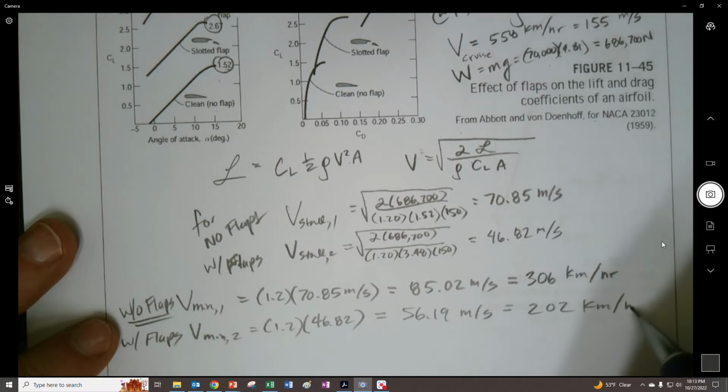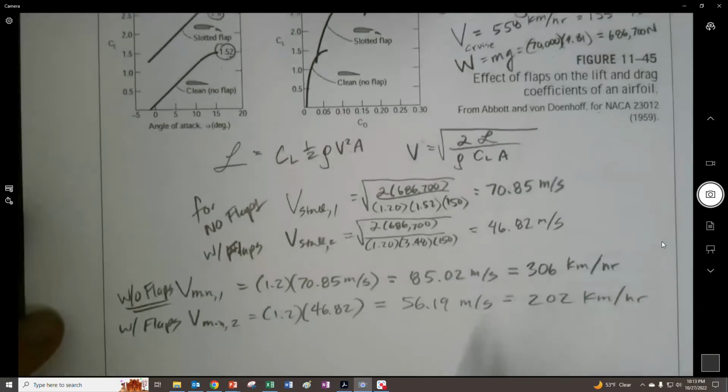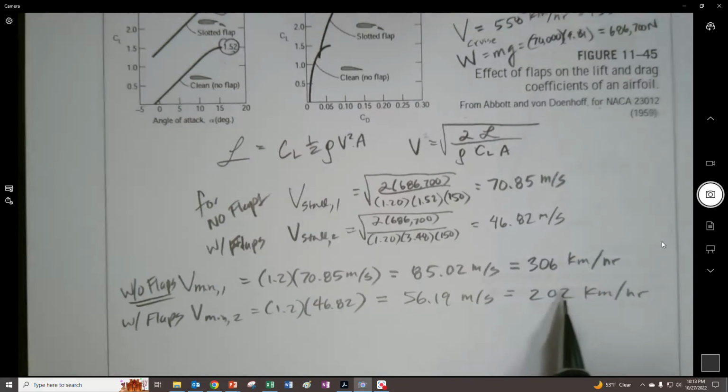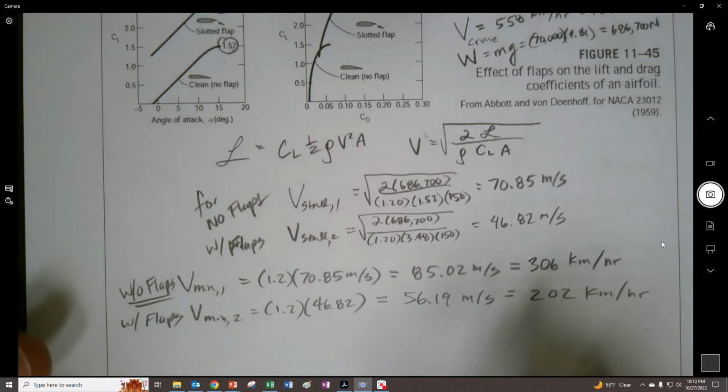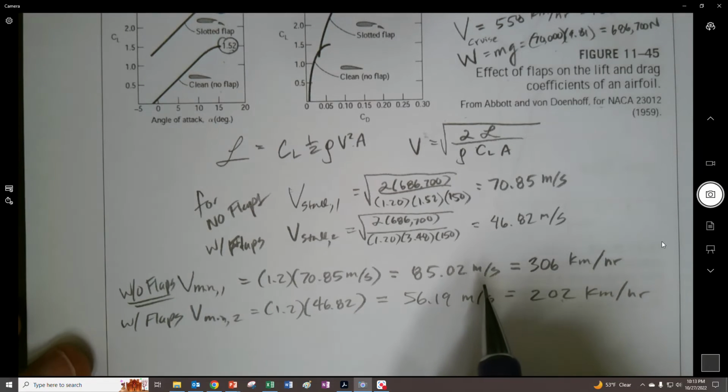So the flaps really make it so that it's going to take us a lot less speed to lift off, and we can slow down to a much slower speed right there. And that's going to help us with the braking on the runway. So it's a really useful thing for us. Okay, so that's part A of this. Now we want to go for part B.